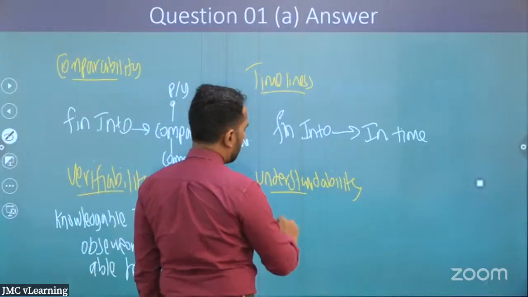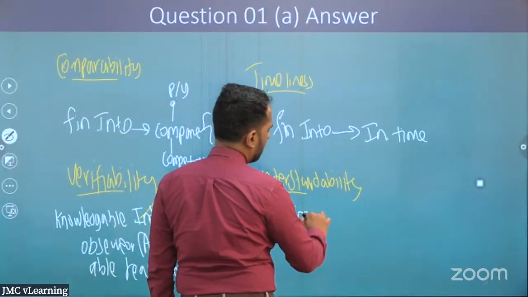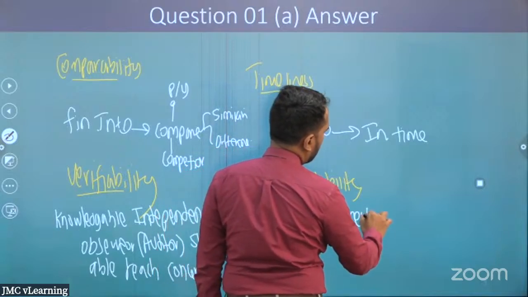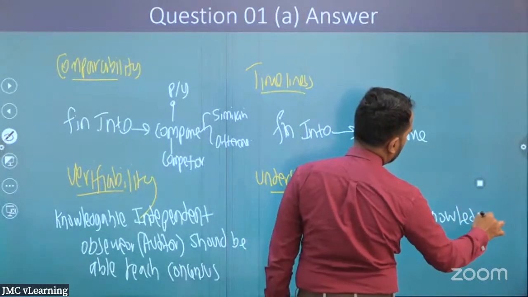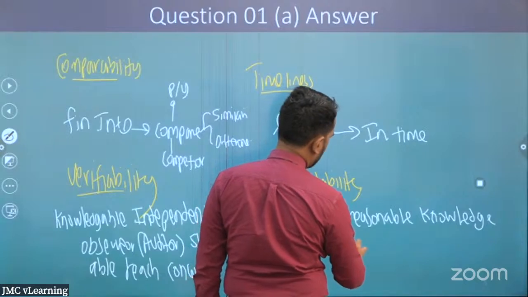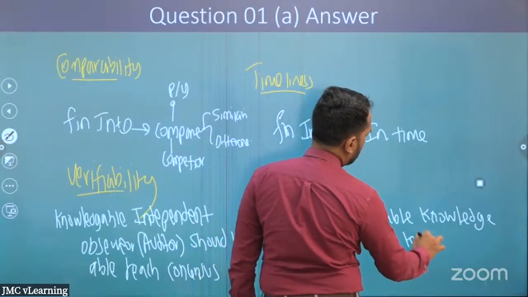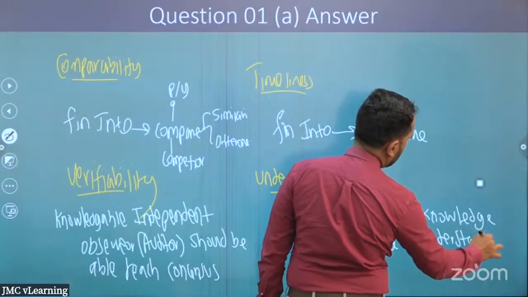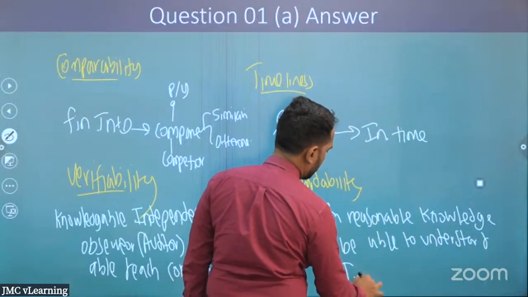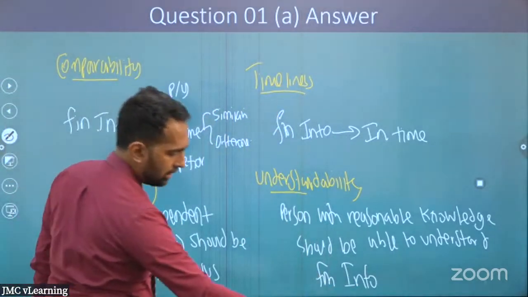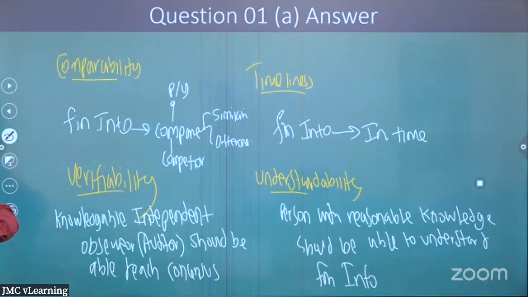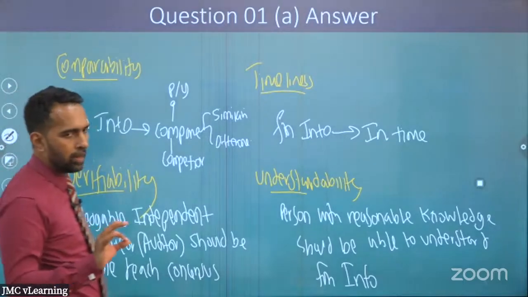Understandability. Understandability means a person with reasonable knowledge should be able to understand the financial information. Clear? These are the points we need to write. We should write this in a small paragraph manner.